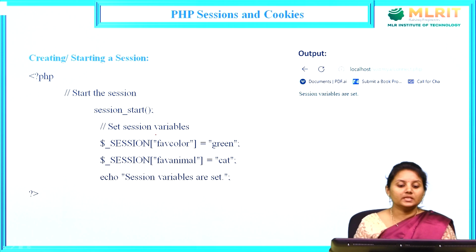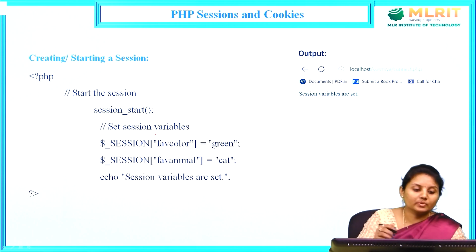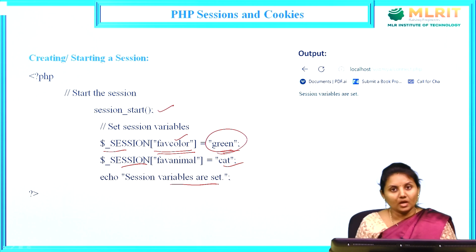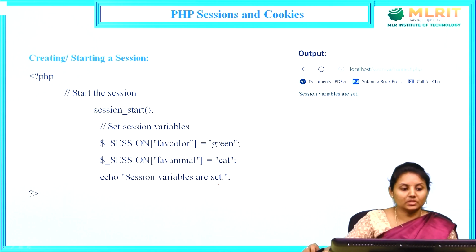So here is an example of how to use sessions. We are starting the session using session_start, then $_SESSION with your variable name is assigned with some value, like a color. That means it is a value, this is the attribute, and some other session variables are set. You start your session using session_start.